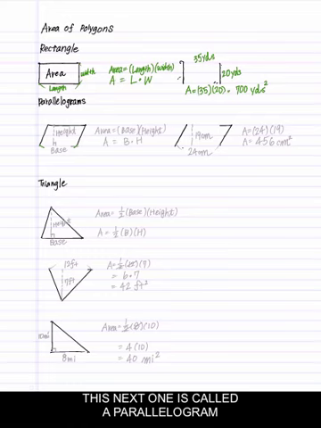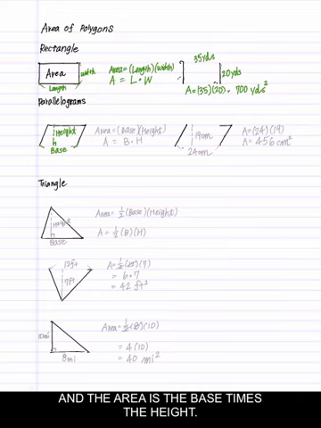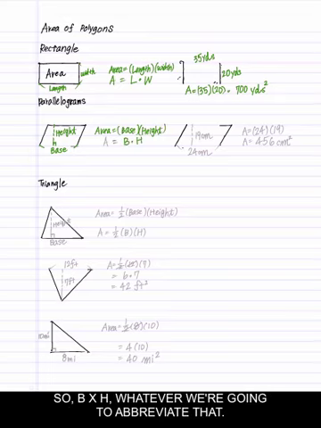This next one's called a parallelogram, and its area is the base times the height. And the height is the distance between two parallel lines. And the area is the base times the height. Again, it's the same as a rectangle, because the height gets adjusted, it's going to be exactly the same as a rectangle. So B times H is the way we're going to abbreviate that.